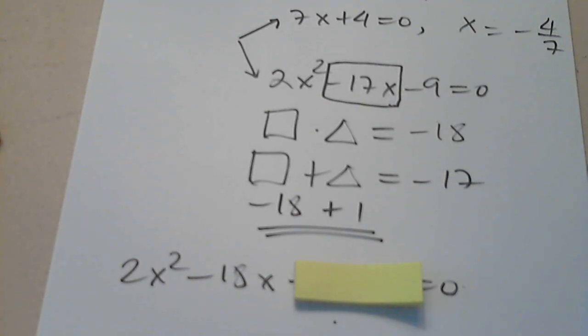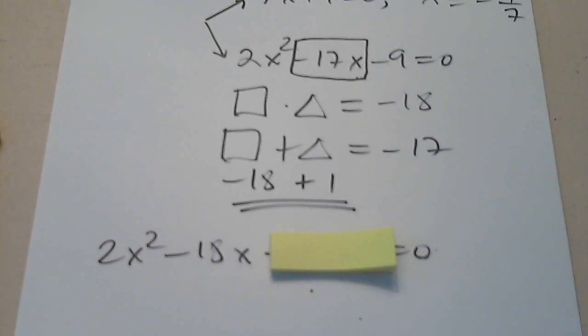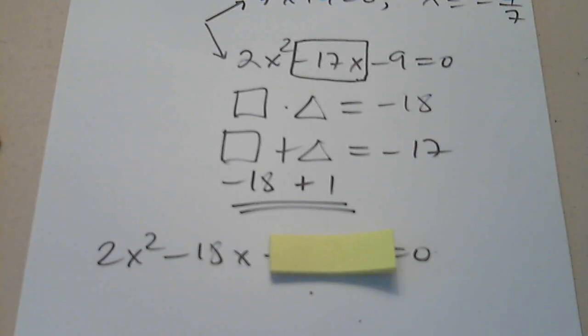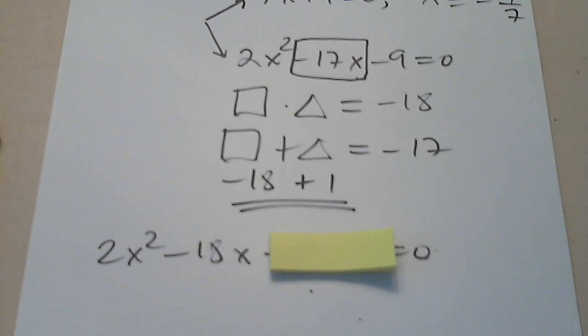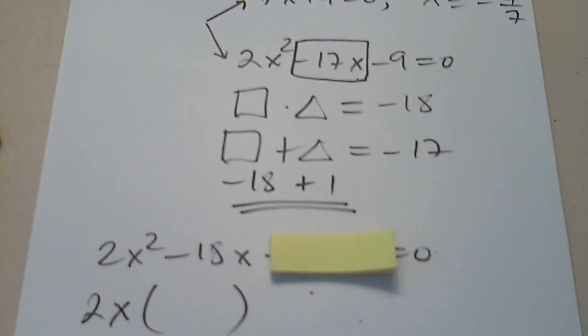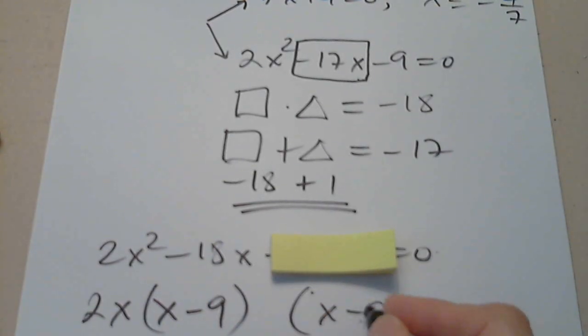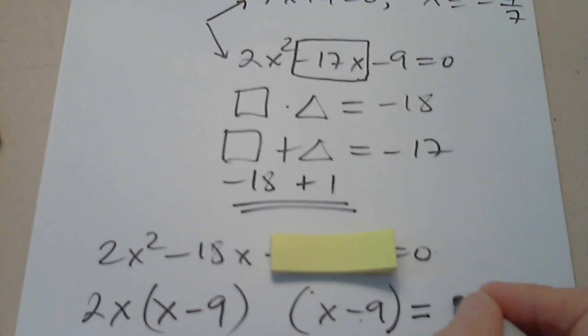We need to factor out what? From the first 2 terms. Anyone, please? Two x. Very good. What is left in parentheses? x minus 9, yes. So I have to copy x minus 9. I have to copy the equal symbol. I have to copy 0.